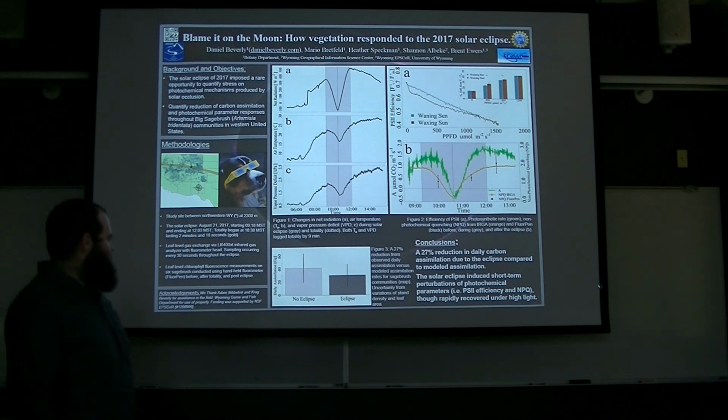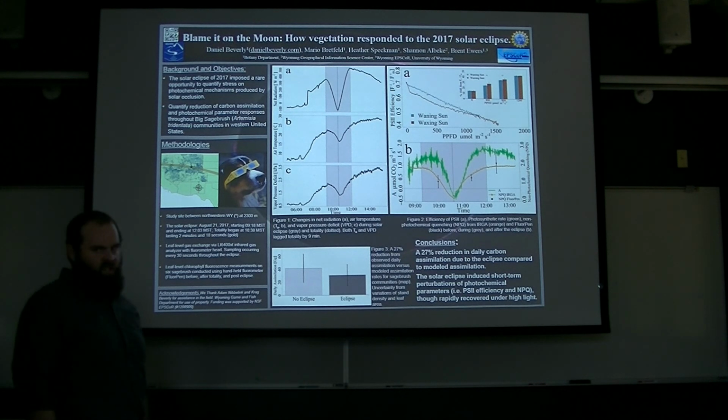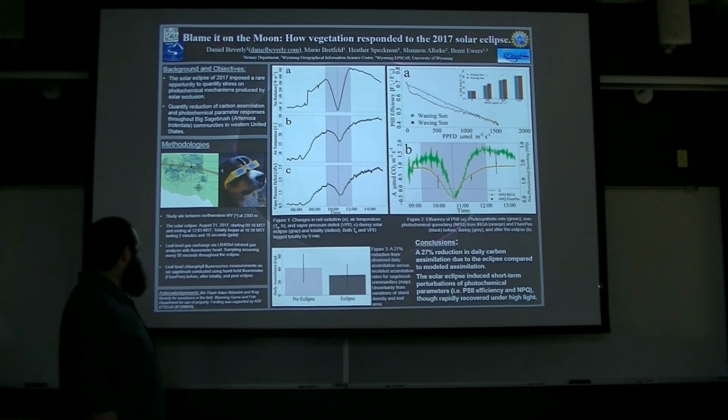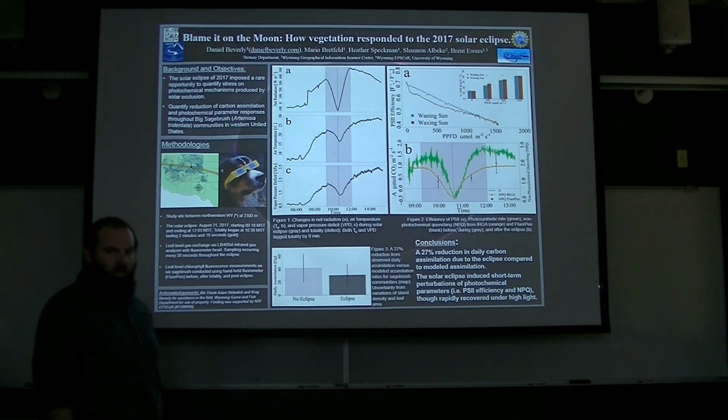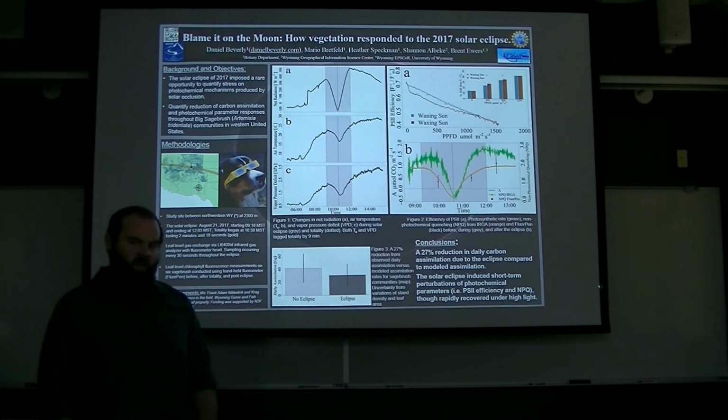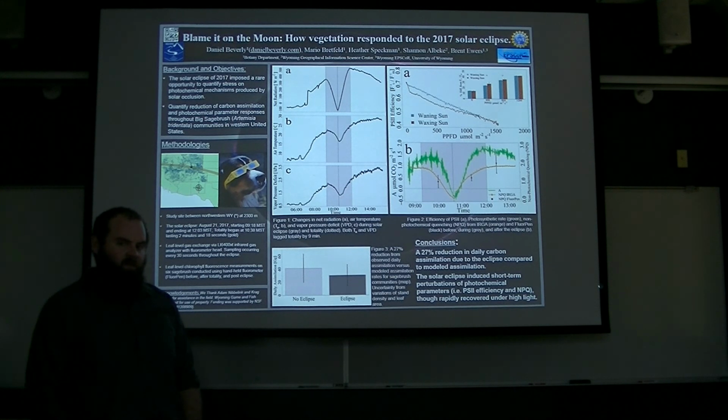On the bottom, figure 3, we took the sagebrush area from the map on the right here, and we scaled it for simulation for a normal day, so no eclipse in the light gray, and eclipse in the dark gray is what we observed. And we saw a 27% reduction from modeled versus observed. For concluding facts, we saw a substantial impact of daily decrease in carbon assimilation and photochemical perturbations in PS2 efficiency and non-photochemical quenching.